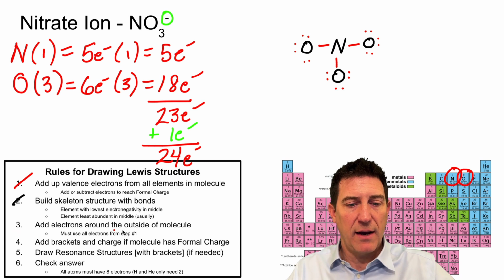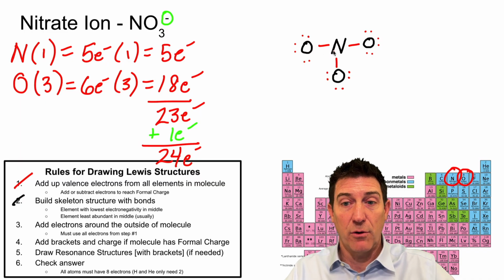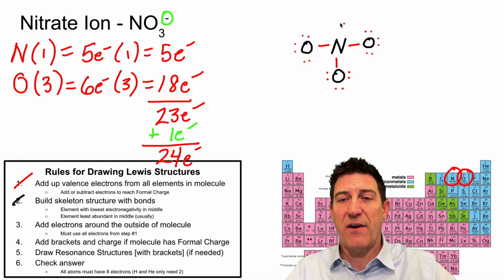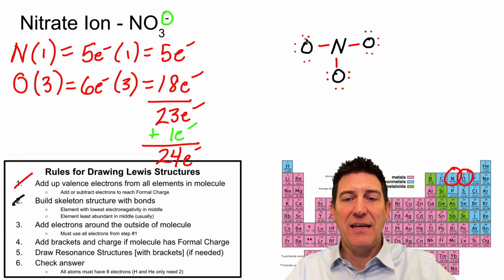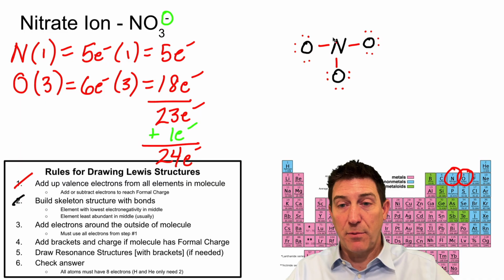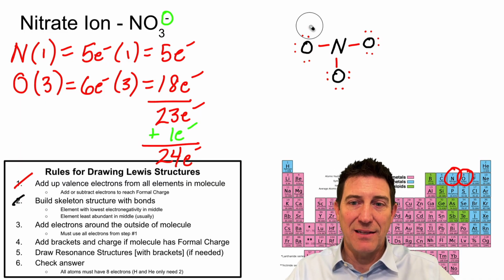Well, what do I do then, right? Because I've used them all up, and I know this nitrogen's not okay because it only has 2, 4, 6 electrons. That's not going to work. Well, we just talked about if I have an unhappy central atom and I run out of electrons, I need to share. Well, which one is supposed to share? That's the point, right? This is the resonance.